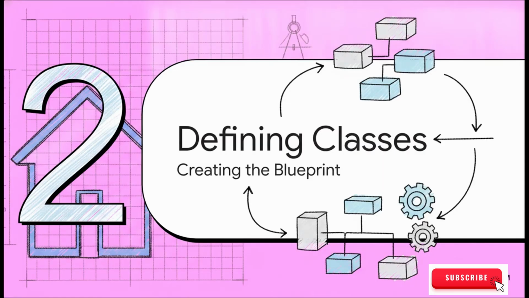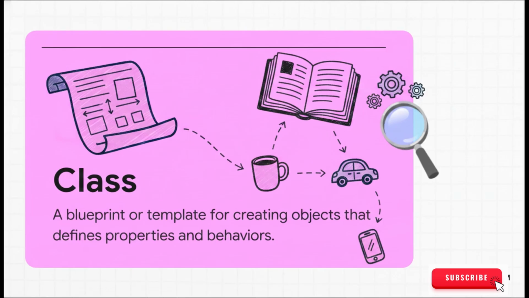Section 2. Defining Java classes. Now that we've got that mental model locked in, what actually is a class in code? By definition, a class is your template. It clearly specifies the properties, which programmers call variables, and the behaviors, which we call methods. Basically, it's the ultimate rulebook dictating exactly what your future objects will look like and what they can actually do.